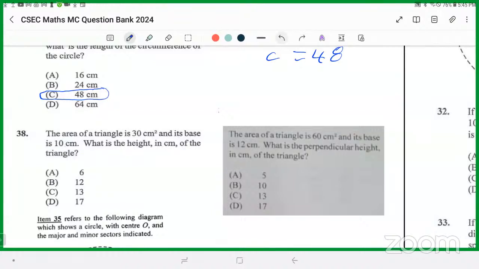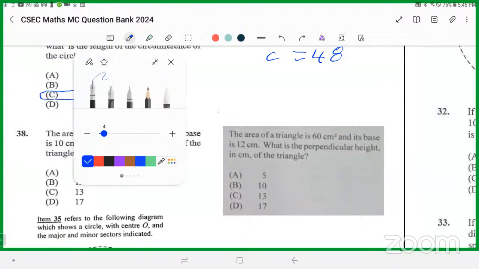Over here, it says the area of a triangle is 60 now and the base is 12. What is the height? So the same question, but they just change the values. So the working out is the same.